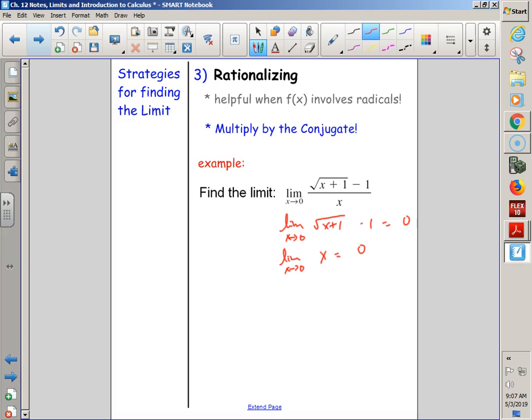So step number 2 says factor. Do you see any squareds or cubes to factor? I don't. Divide. How do I divide if I have a... I don't know how to do that. So, you get a 0 over 0. We still say, keep going, but how?